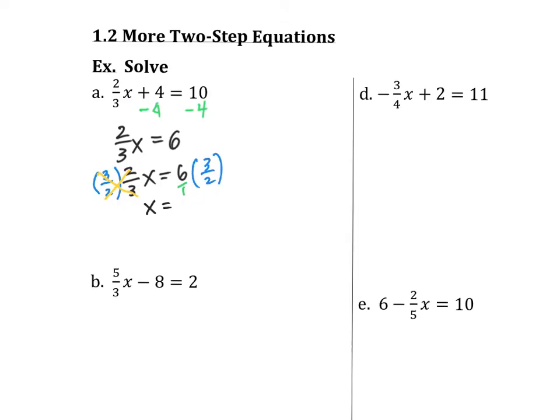When I multiply fractions, I multiply the numerators and the denominators. So in the numerator at the top, 6 times 3, I have 18. In the denominator, I have 1 times 2, so that's 2. And then, of course, if it will divide, I will divide it. So 18 divided by 2 is 9. So x equals 9.